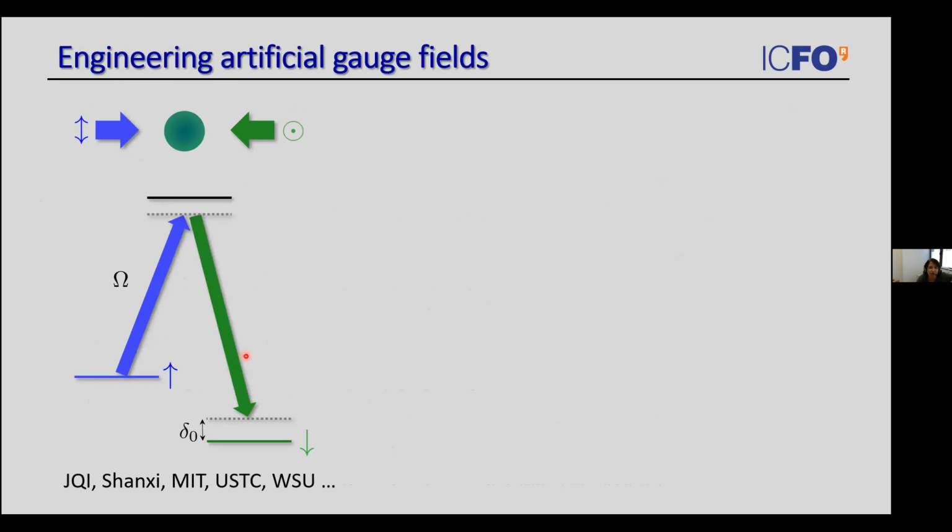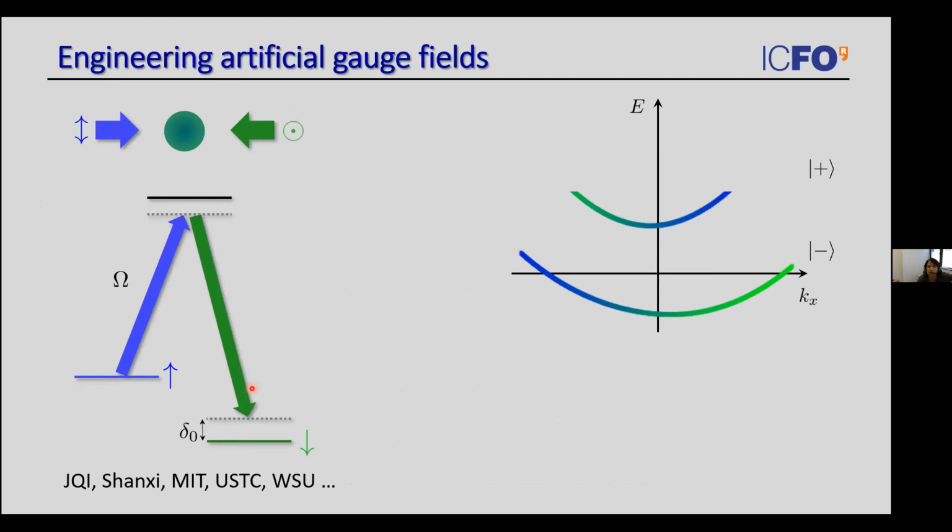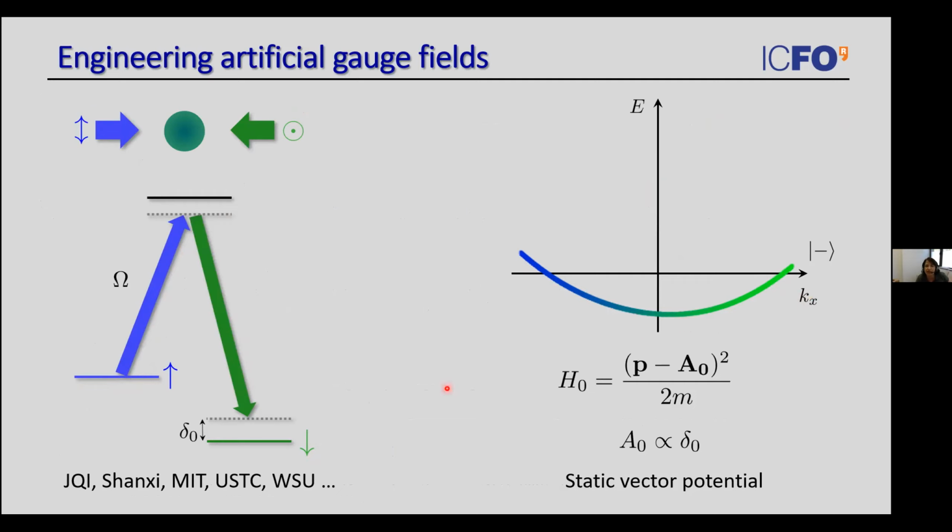Actually, we use a very old trick to engineer gauge fields with cold atoms. We take two internal states of an atom that we couple with two counter-propagating lasers via a two-photon transition. And by doing that, we create dressed states of atoms and photons. We focus on the lowest dressed state here. And we see that depending on the detuning of this coupling field, the position of the minimum of the dispersion relation moves around, and it looks like a static vector potential.